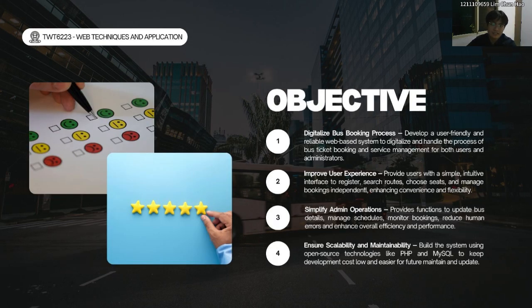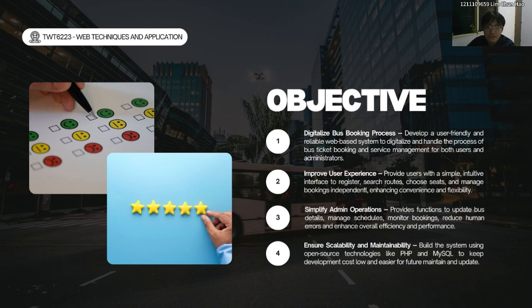The primary objective of the BIJO transport booking system is to develop a user-friendly and reliable web application that digitalizes and handles the process of bus booking and managing services. It is designed to enhance the experience for both users and admins by providing a centralized and automated platform. This could simplify daily operations, reduce human errors, and further improve overall performance.